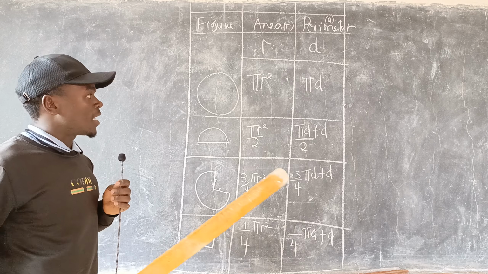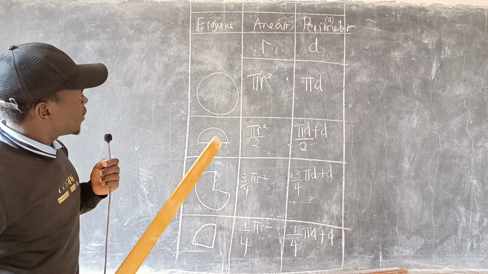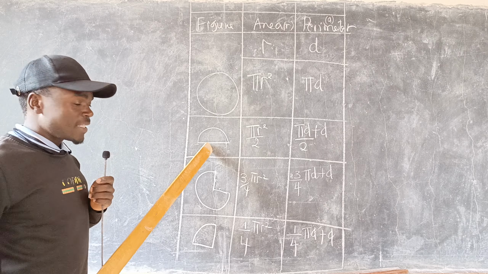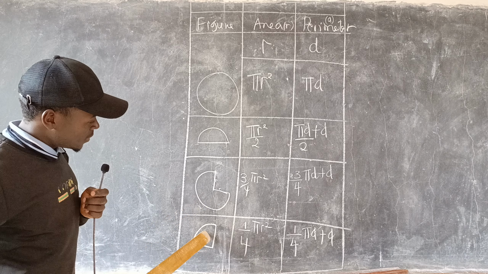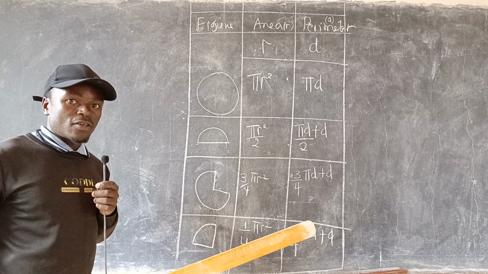They are there inside. So let's go and ponder the following things here. Number one, we have this one. It is known as a circle. This one is a semicircle. This one is a three-quarter sector. This one is a quarter sector. Now, the formulas are consistent.